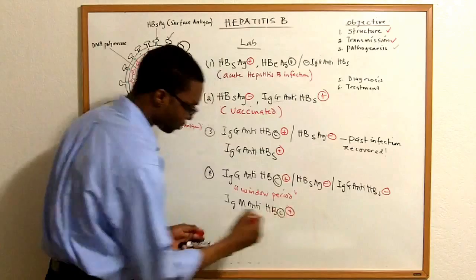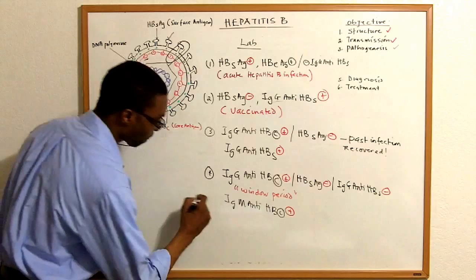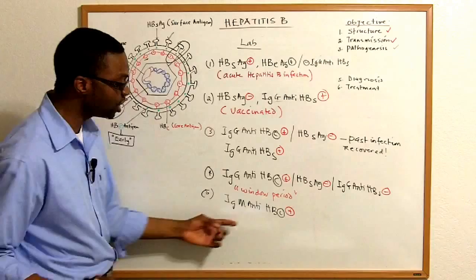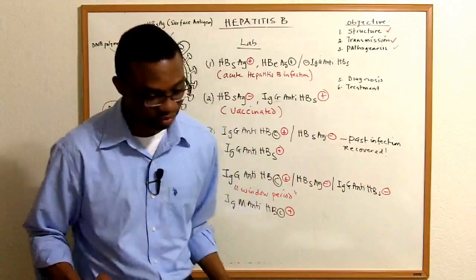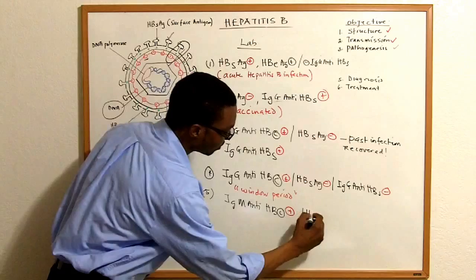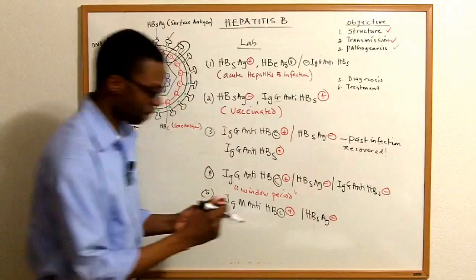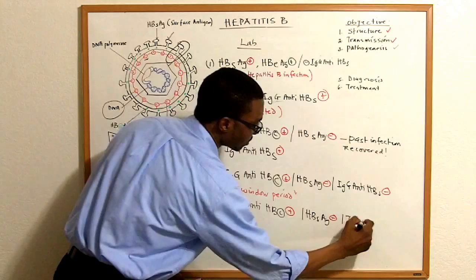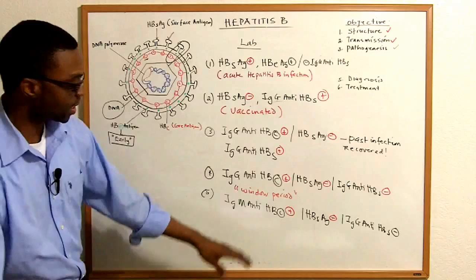So if a patient just has an IgM against, oh, that's the last but not the least exercise. If a patient has an IgM against the core antibody, what do you think that represents? And they also have a negative surface antibody. That's our last but not the least exercise before I forget. They haven't made an antibody yet against the surface antigen. What do you think the patient has?